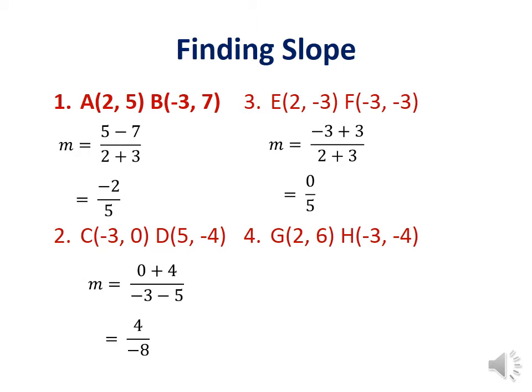Finally, I have g equal 2 comma 6 and h equal negative 3 comma negative 4. How to find the slope? It will be 6 minus, apply the rule, 6 minus 4 over 2 minus negative 3. Finally, it will be 10 over 5, which means 2.